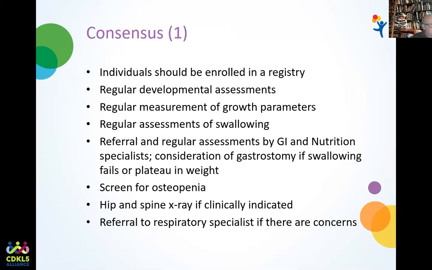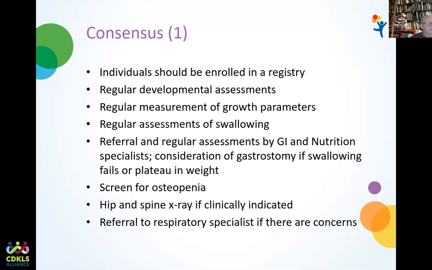Regular developmental assessments should be performed. There should be a regular measurement of growth parameters. There should be regular assessments of swallowing. There should be a referral and regular assessments by GI and nutrition specialists, and consideration of gastrostomy if swallowing fails or there is a plateau in weight. There should be screening for osteopenia, that is for brittle bones. Hip and spine x-rays should be performed if clinically indicated.